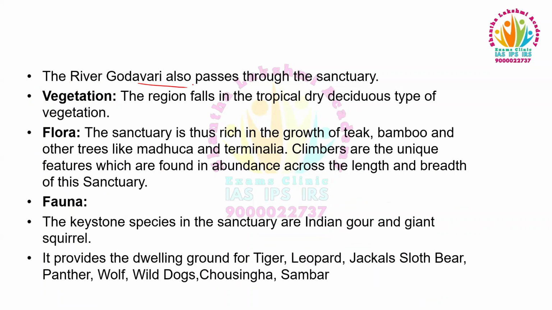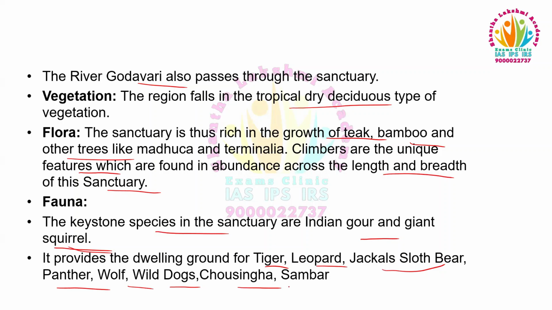Vegetation: the region falls in the tropical dry deciduous type of vegetation. Flora: the sanctuary is rich in the growth of teak, bamboo and other trees like mahua and terminalia. Climbers are the unique features which are found in abundance across the length and breadth of the sanctuary. Fauna: the keystone species in the sanctuary are the Indian bison and giant squirrel. It provides the dwelling ground for tiger, leopard, jackal, sloth bear, panther, wolf, wild dogs, and chausingha, sambar.